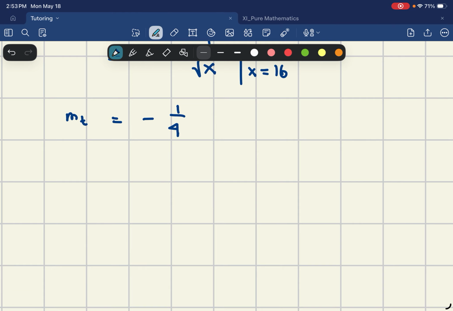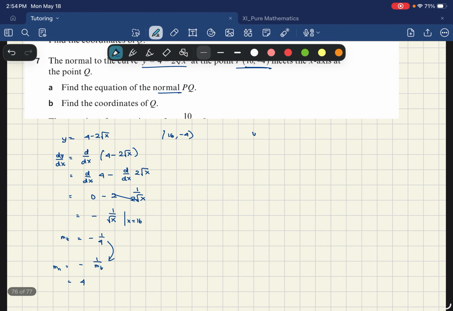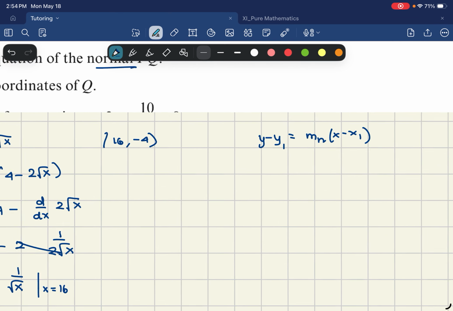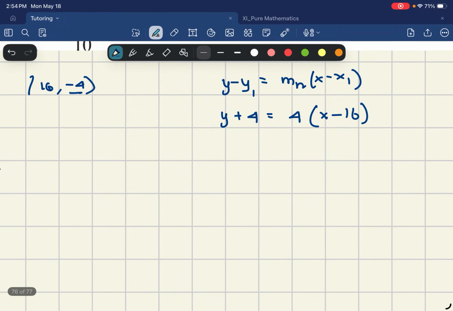But remember, this is m_t. We are concerned with the normal line. So minus 1 over m_t, and that is going to give you positive 4 if you substitute this here. So now I know the slope of the normal line. The equation of the normal line is just going to be y minus y1 equals m_n times x minus x1, right? So y minus negative 4 is going to give me plus 4. The slope of n is 4, so 4 times x minus 16. That is going to give me 4x minus 64. So y is equal to 4x minus 68.